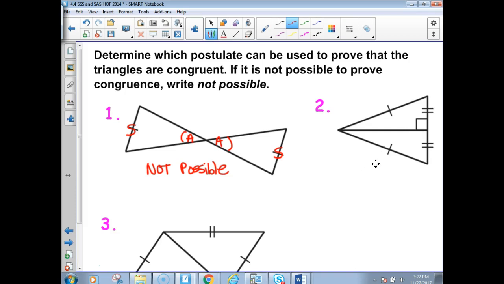Now look at number 2. Is there something you can mark that's not already marked? You've got 2 sets of sides, but then what about this thing? Chloe? 3 slashes here. Okay, good. Yep. Because that's a reflexive property. If you were doing a proof, you would write, I can say that because it's reflexive. It's a shared side. So now this one is another side. That means we have a yes, and it's by side, side, side.